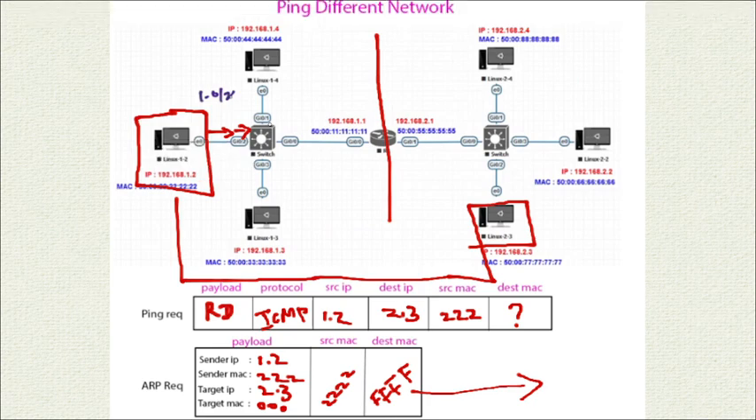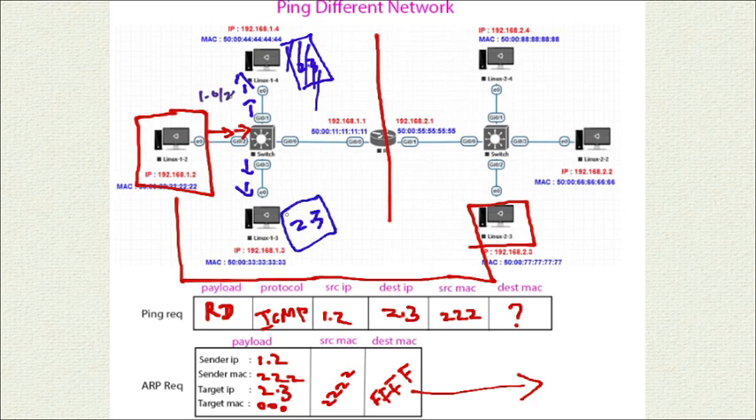I'll change the color from black to blue. So 1.4 is also getting the ARP request, and then 1.3 is also getting the ARP request at the time. The target IP in the ARP request is 2.3, so after that it will drop the packet. Here also the same story: 2.3 is the target IP, so that's the reason 1.3 also drops the packet.